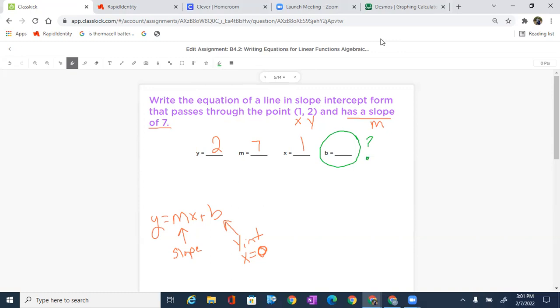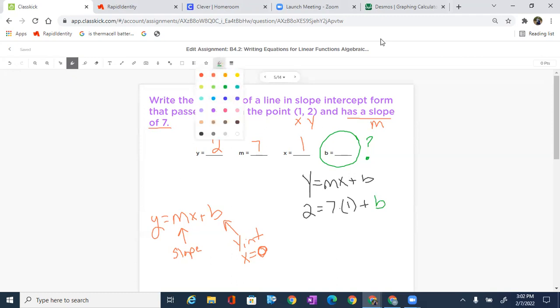So I'm going to go ahead and add all of the information into our equation y equals mx plus b based off of what we've written down. So the y value is 2, the m is 7, the x is 1, and then we are looking for the b value. That was what we were looking for the entire time. So now let's go ahead and clean it up a little bit. Okay, so we're going to get 2 equals 7 times 1, which is just simply 7, plus b.